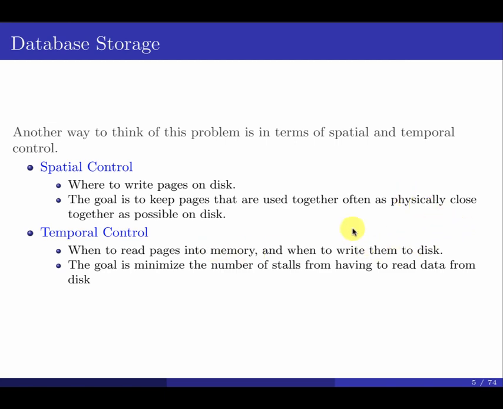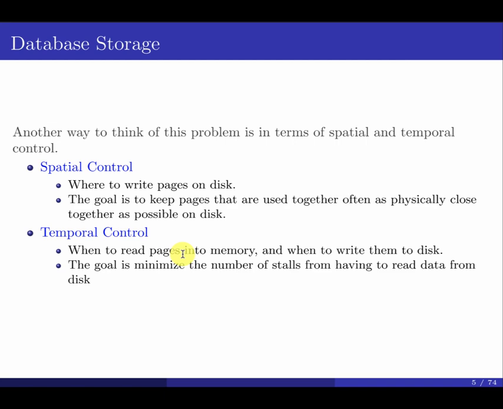Temporal control refers to the decision of when to read pages into memory and when to write them back to disk. I need the database management system to have full control, not the operating system. Where the data is stored and when the data is in memory and when it is written to disk, the database management system is the one that controls that, not the operating system.